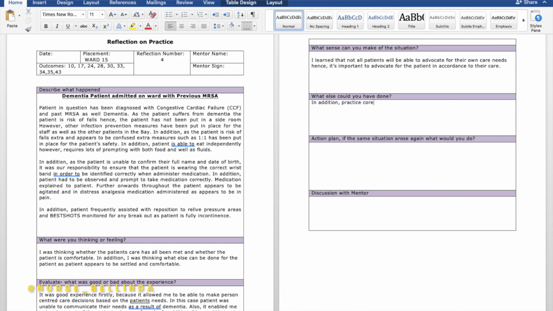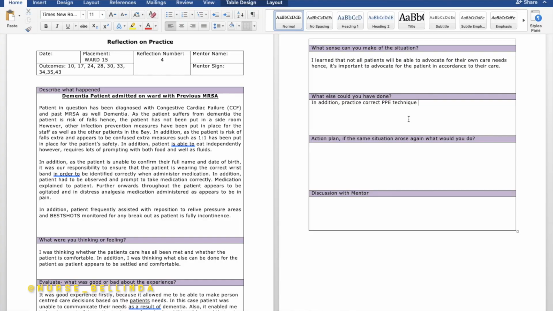In addition, practice correct PPE technique. So the reason I'm saying PPE technique is, as the patient is in a bay and has previous MRSA diagnosis, there's a certain way you go on with their PPE. They normally have their own gloves, their own aprons, and their own bins next to them. So you wouldn't use the same that you're using for them for the other patients. That's just to prevent cross-contamination to other patients. So I would always put there, in addition, practice correct PPE technique.